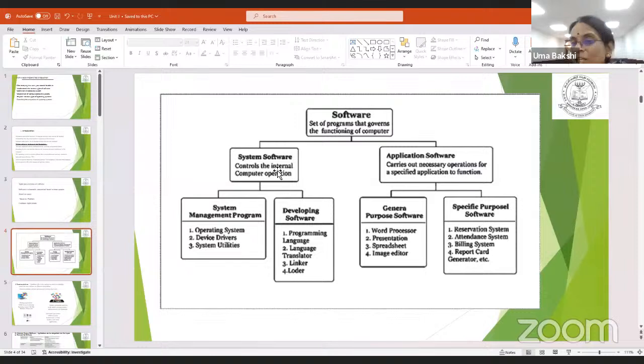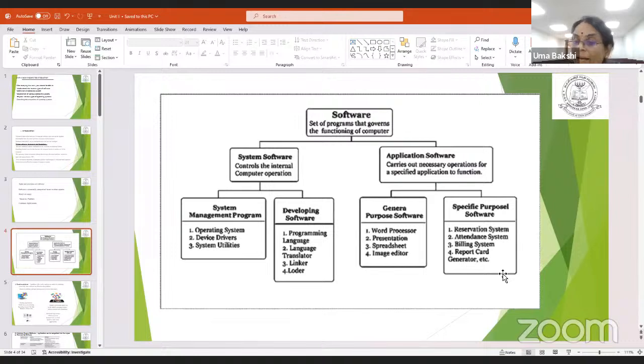Then you have application software. See, system software is different, application software is different. System software is to make the system work. Whereas application is, suppose I prepared one system, but where do I apply that? In the reservation system, in attendance management system, in billing systems. Billing is where DMart and all that type of places. Anywhere wherever billing is happening: railway systems, attendance, then report cards.